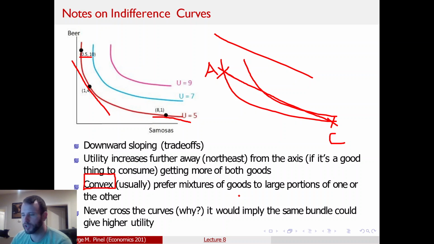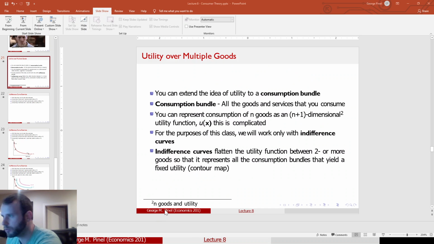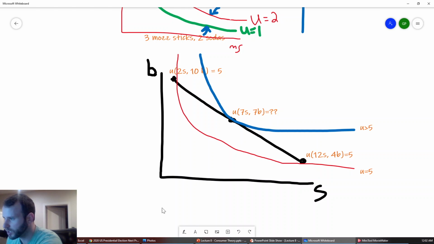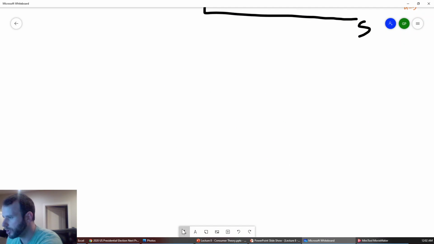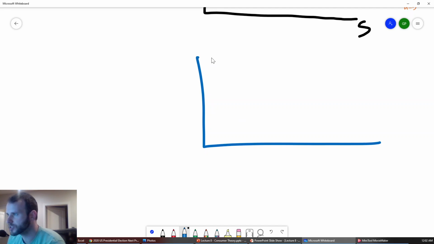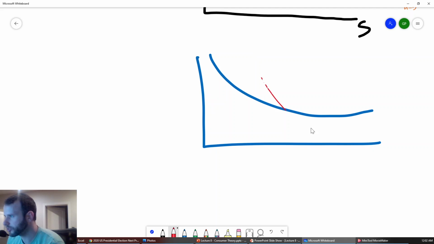All right, so the last point I want to make, and I think I'm going to wrap up after this, is that you should never cross your indifference curves. Why not? Imagine we had another set of indifference curves, and they crossed. Well, this represents some fixed utility, and this represents some other utility, right?